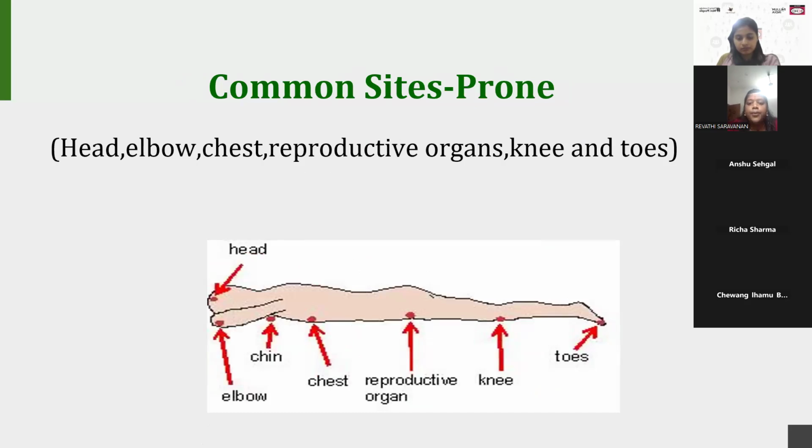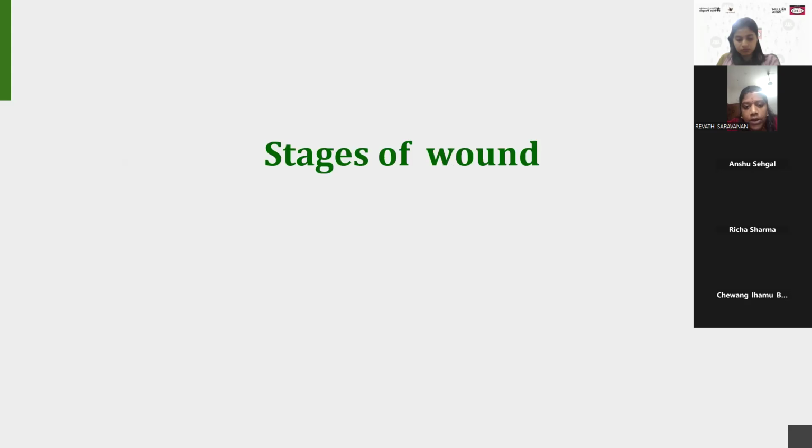So you can see the prone position here. The chin area also gets affected. Head in the prone position, elbow area, chest area, reproductive organs, knee, toes, and toenails also get affected by pressure ulcers. So these are the common sites in prone positions. Next slide. So here we are going to see the stages of wound. Next slide, please.